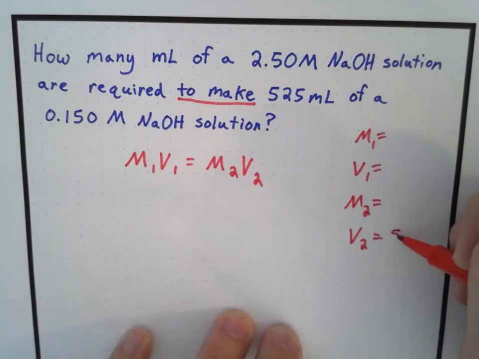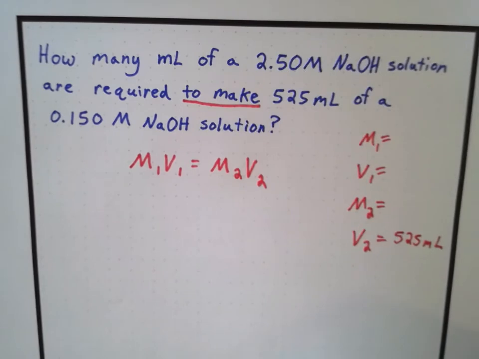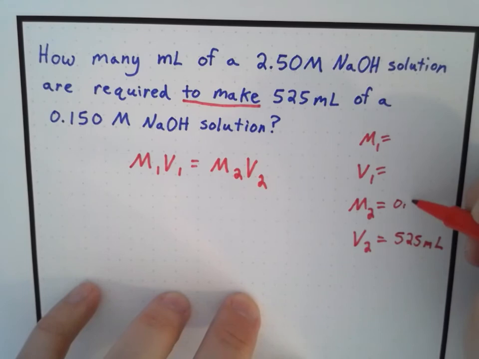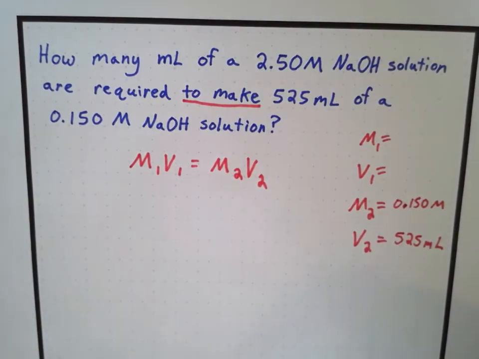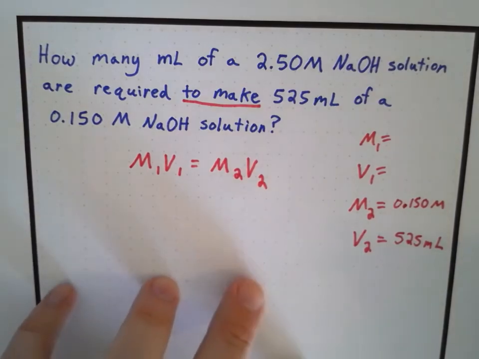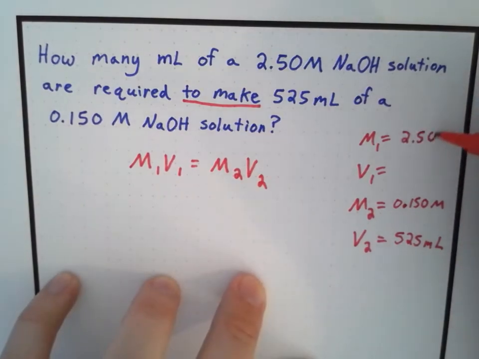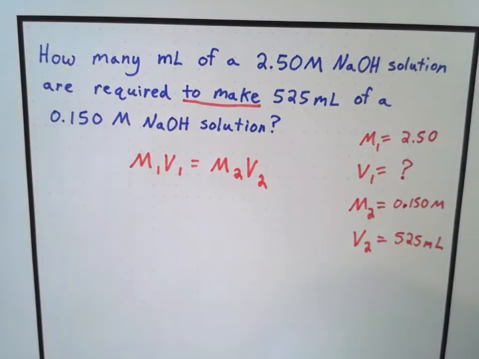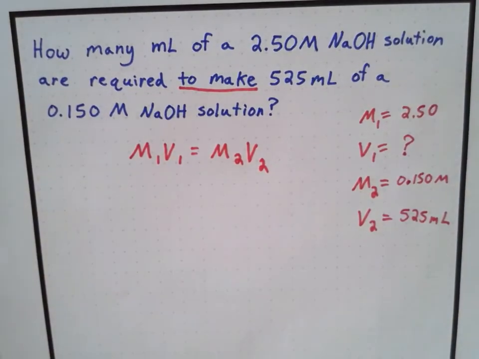So my end goal, I'd like my final solution to be 525 milliliters. What molarity is that solution I'm trying to make at the end? Well, it's 0.150 molar. At the beginning of the problem, what am I working with? Well, I'm working with a 2.5 molar solution. So that's M1. What's V1? Well, V1 is going to be what I'm solving for. So that's a question mark or an X or whatever I want to make, or I could just leave it as the variable V1. So let's just plug in what we got into the formula and see what happens.